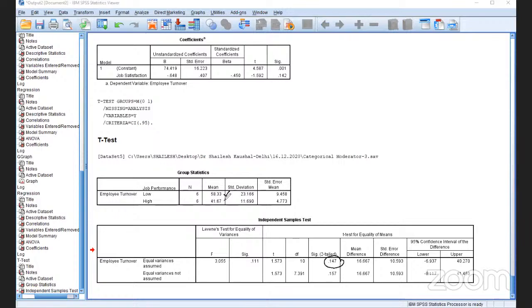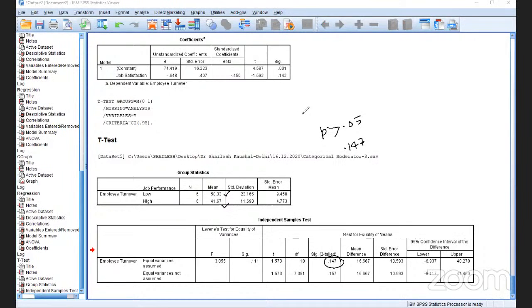The mean employee turnover is high for low job performers, and the mean employee turnover is low for high job performers. But whether this difference is significant or not, the p value decides, and the p value is 0.147, which is greater than 0.05. It means there is no significant difference between low performer and high performer with respect to employee turnover.